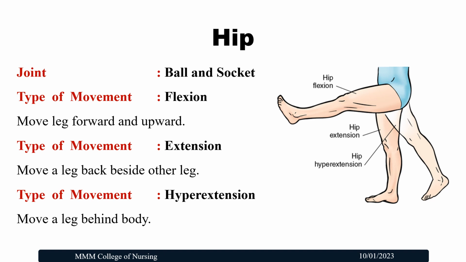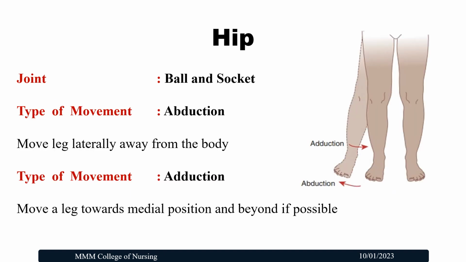Third one is the hyperextension of hip joint. It can be achieved by moving a leg behind the body. Fourth one is abduction. It can be achieved by moving a leg laterally away from the body. Fifth one is adduction. It can be done by moving a leg towards medial position and beyond if possible.